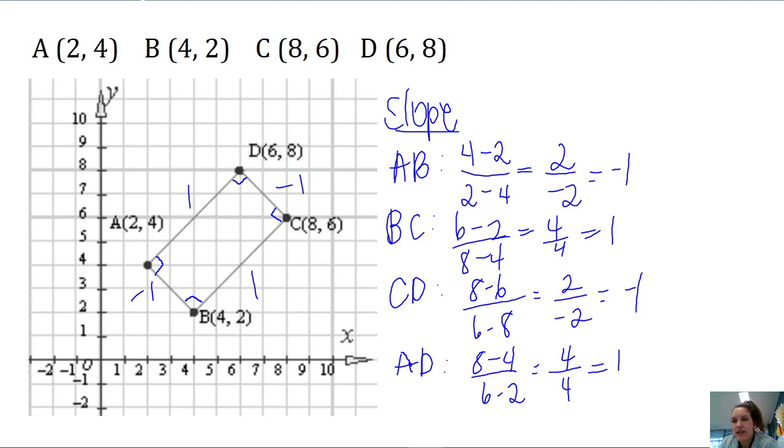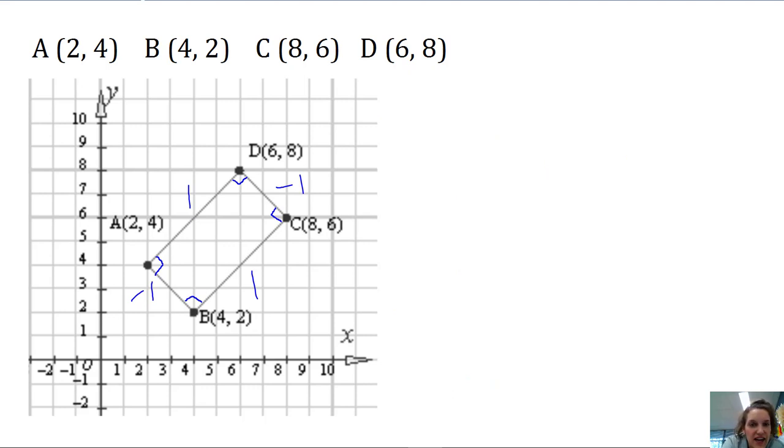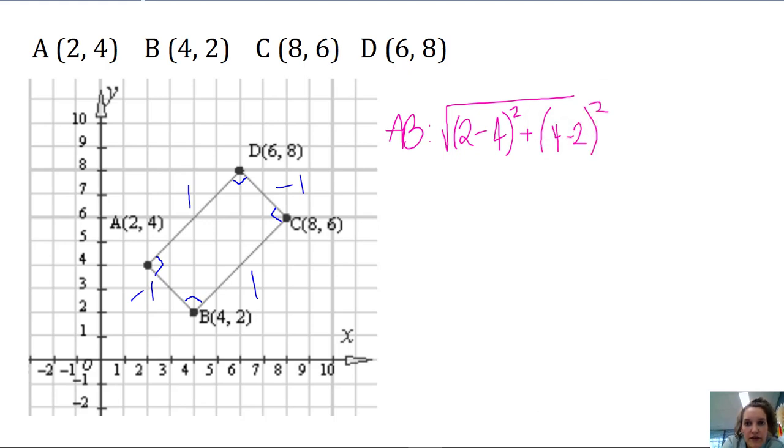So the next thing we need to do is determine, well, maybe it's not only just a rectangle, maybe it's also a rhombus. So in order to figure out if it's a rhombus, we're going to need to calculate the lengths of the sides. So in order to calculate the length of the sides, we need to use the distance formula. So I'm going to find the length of AB, subtract the x's, square it, plus subtract the y's and square it, take the square root of the whole thing.